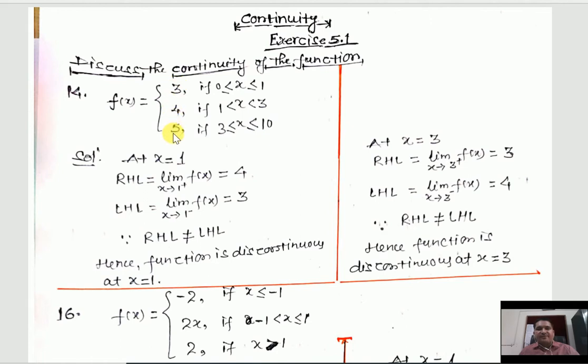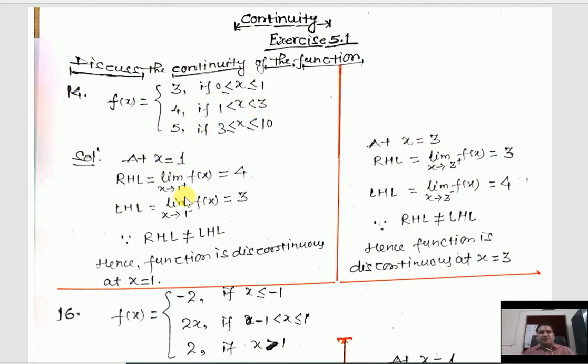Three values are given. For the first one, the condition is x greater than or equal to 0 and less than or equal to 1. The second one is x greater than 1 but less than 3. Third, x greater than or equal to 3 but less than or equal to 10. So you have to check the continuity at x equal to 1, with the left hand limit and right hand limit, and again at x equal to 3, where also you have the left hand limit and right hand limit.